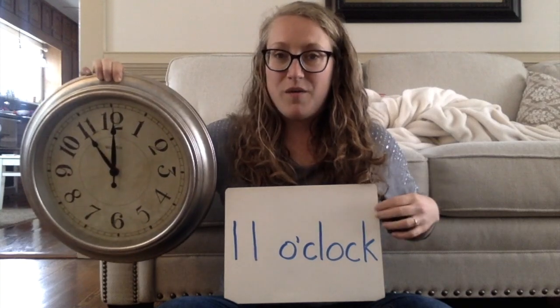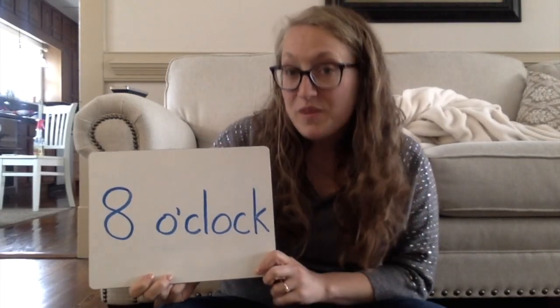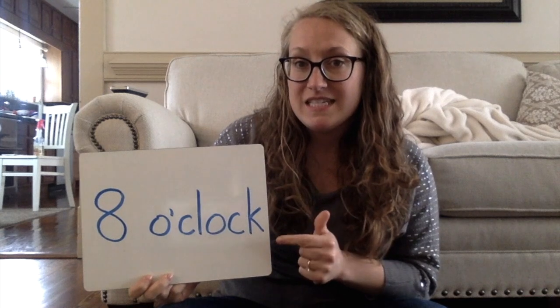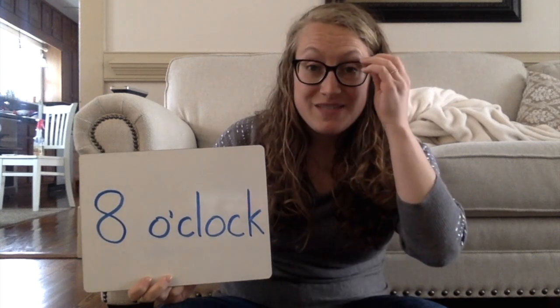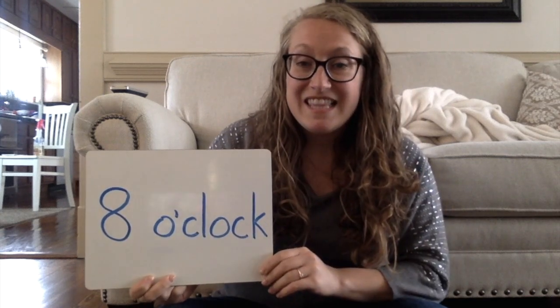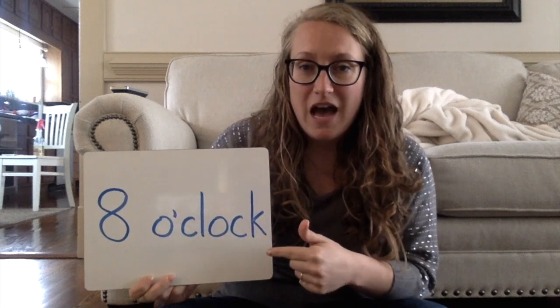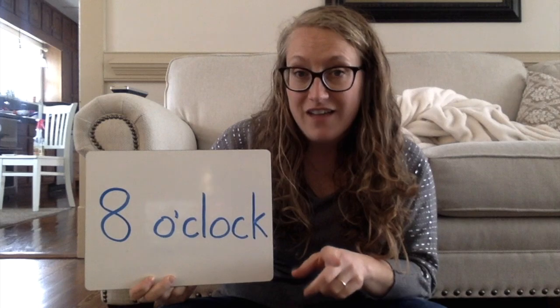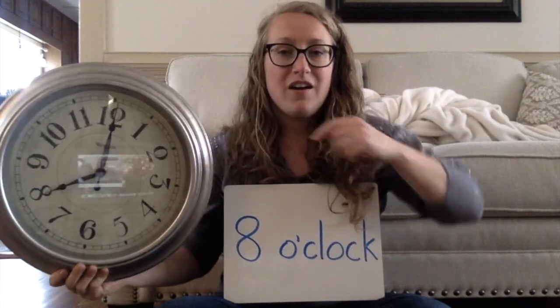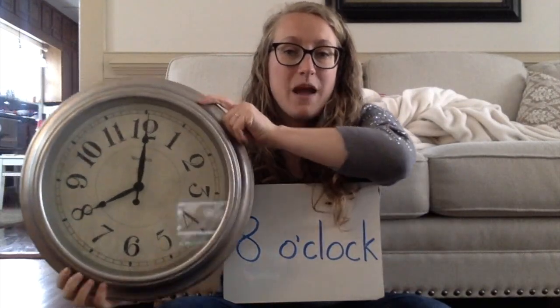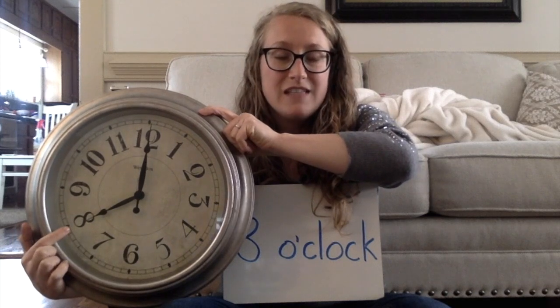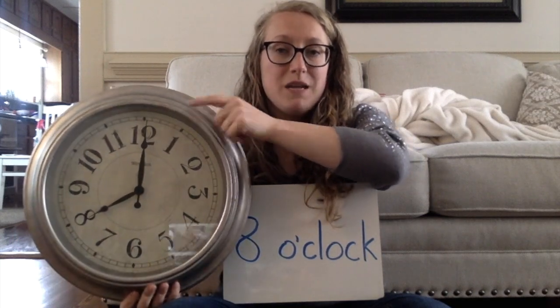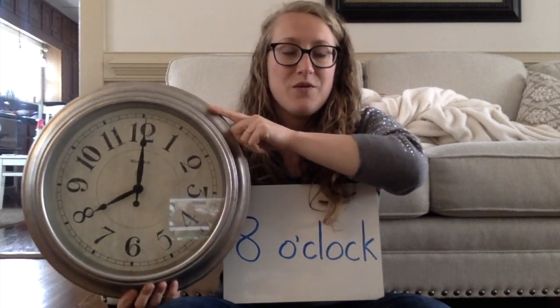Let's do one more, okay? Your last time with me, kindergarten, is this time right here. Do you know what this one says? This one says 8 o'clock. Can you make 8 o'clock on your analog clock? My hour hand is pointing to the 8. That's the short hand. And the long minute hand is pointing up to the 12. That means o'clock. 8 o'clock.